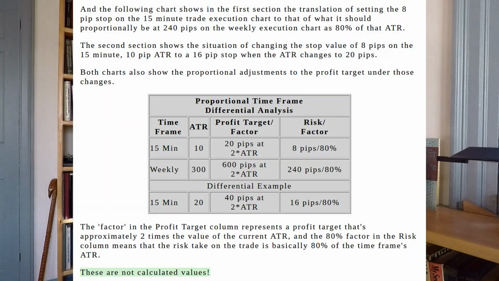Now the second section shows the situation of changing the stop value of 8 pips on the 15-minute 10-pip ATR to a 16-pip stop when the ATR changes to 20 pips. Again, it's just a proportional change. 80% of 10 pips is 8 pips for my stop. 80% of 20 pips is 16 pips on a 20 ATR, right? So that's where those calculations come from.